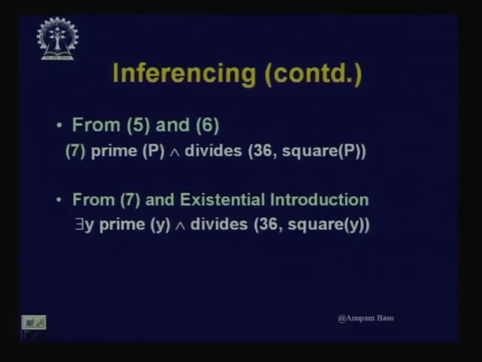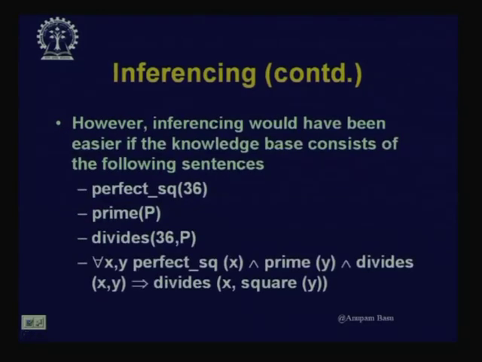However, inferencing would have been easier if the knowledge base consisted of the following sentences. Say, you have noted down the problem, so you can try it in different ways, and I would encourage you to do that. Suppose the knowledge base consisted of sentences like this: perfect square 36, which was there, prime p divides 36 p, and for all x y, prime perfect square x and prime y divides x y, then probably the inferencing would have been easier.